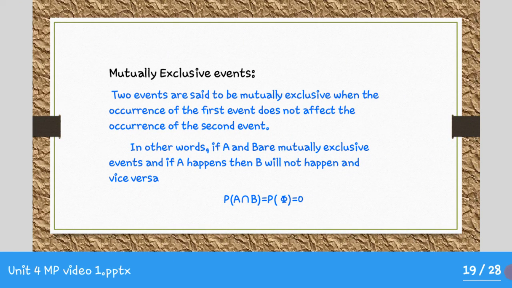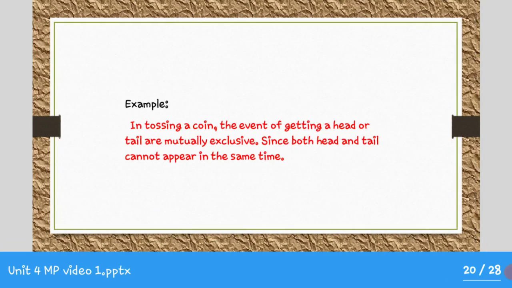Next definition is mutually exclusive events. Two events are said to be mutually exclusive when the occurrence of the first event excludes the occurrence of the second event. In other words, if A and B are mutually exclusive events, and if A happens, then B will not happen, and vice versa. In symbolic form, probability of A intersection B equals probability of phi, that is equivalent to 0. Example, tossing a coin, the events of getting a head or tail are mutually exclusive since both head and tail cannot appear at the same time.